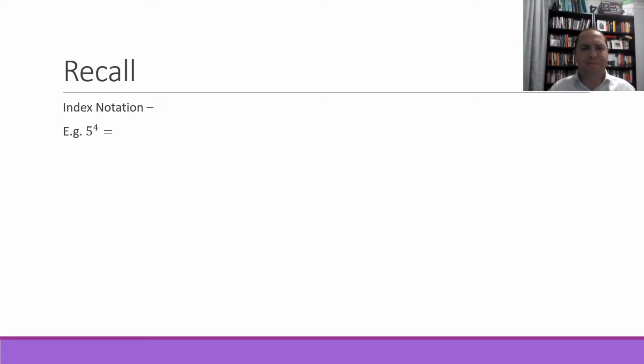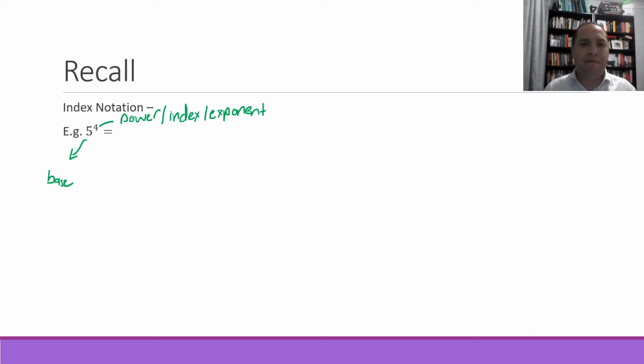Alright, so the biggest thing we have to remember is our index notation. When we're looking at a term like 5 to the power of 4, that 5 we call the base. That power 4 we can call the power, or the index, or the exponent. All words that mean the same thing, and you can use whichever one makes the most sense to you. In a textbook or as you go through maths, you might use more of those words, but knowing they all mean the same thing is quite important.